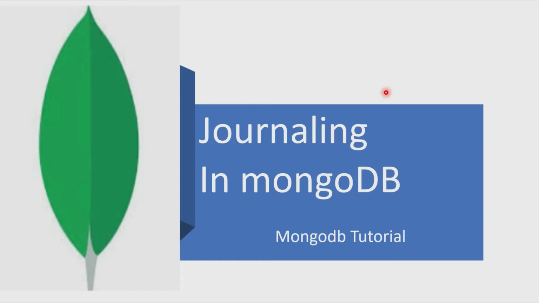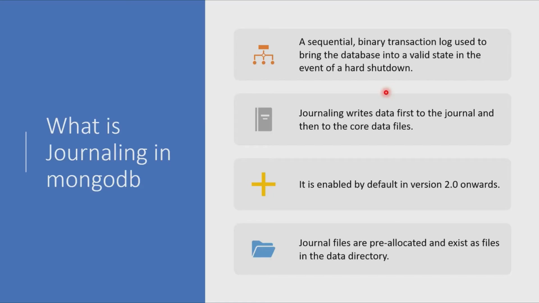Welcome to the MongoDB tutorial. In this tutorial, we will learn what journaling is in MongoDB. If we talk about the journal in simple English, it means a file which contains all the information of a transaction. The same stands true for the MongoDB journaling file as well. It is a file which contains the binary transaction log, which can be used to bring the database up and running in case there is a catastrophic failure.